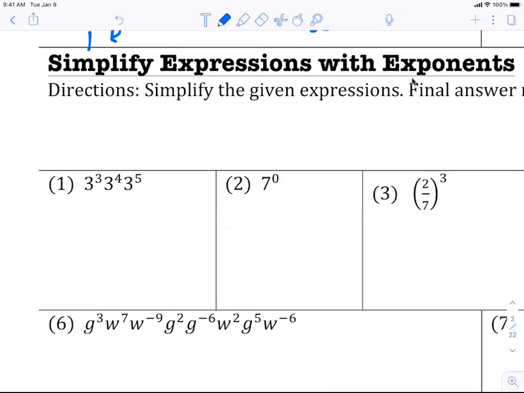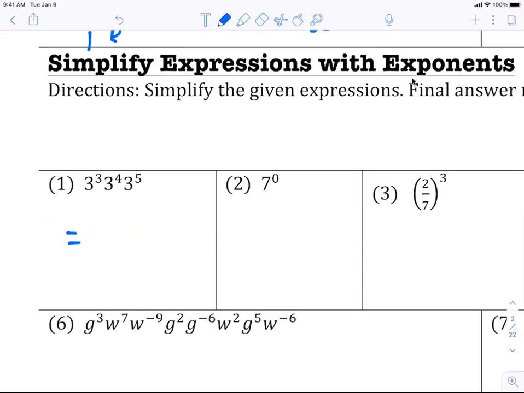Let's start with number 1. Here we have 3 to the 3rd times 3 to the 4th times 3 to the 5th. Could you go the long route and write all of those out? Sure. 3 to the 3rd would be 3 times 3 times 3. 3 raised to the 4th means 3 multiplied by itself 4 times. And then we would do 3 five more times, and we could count up how many 3s we have.